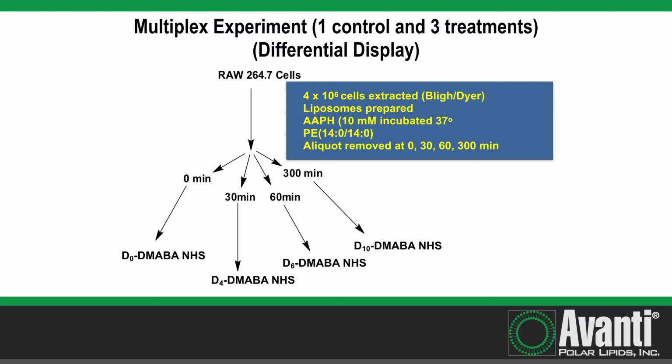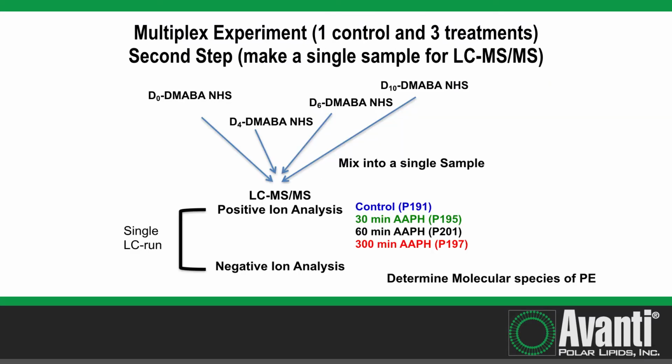We add to this mixture a reporter internal standard, and you'll see the importance of this later, PE 14:0. Then at various time points, 0, 30, 60, 300 minutes, we take aliquots out of this mixture and subject them to the derivatization strategy. The 0 minute will add D4 DMABA. At 30 minutes, we'll add D4. Sorry, that was D0. This is D4. At 60 minutes, we'll add D6. At 300 minutes, we'll add the D10 DMABA. And so each one of these time points is now going to be marked by the deuterium-labeled reporter.